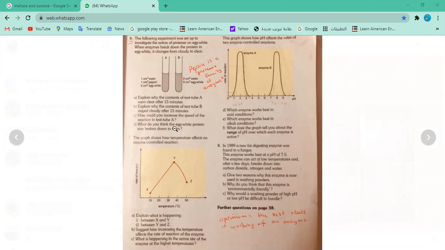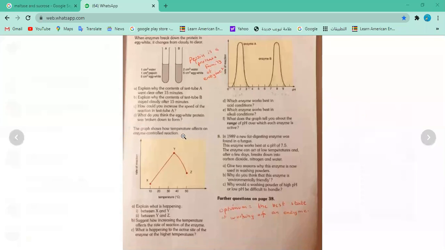What do you think the egg white protein was broken down to form? No, D. She's reading D. Part D. Javeria is reading part D. Maybe a type of amino acids. What do you think the egg white proteins was broken down to form?